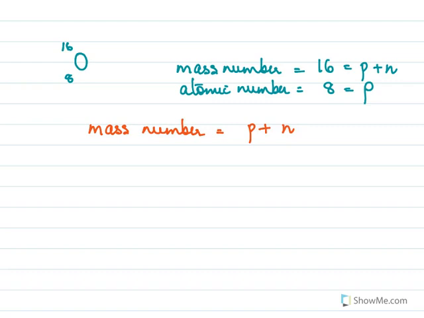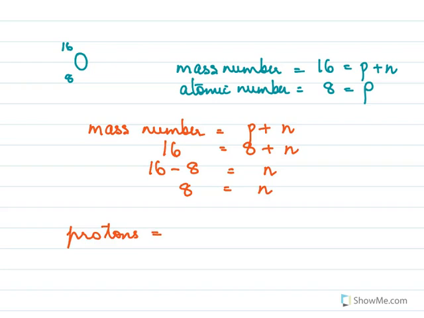Mass number is protons plus neutrons. Now mass is 16. The protons we know is 8 because atomic number is 8, and neutrons. So neutrons is 16 minus 8. So 8 equal to the neutrons. So protons equal to 8 because that's atomic number. Electrons will also be 8 because protons are equal to electrons always, and neutrons we have calculated equal to also 8.